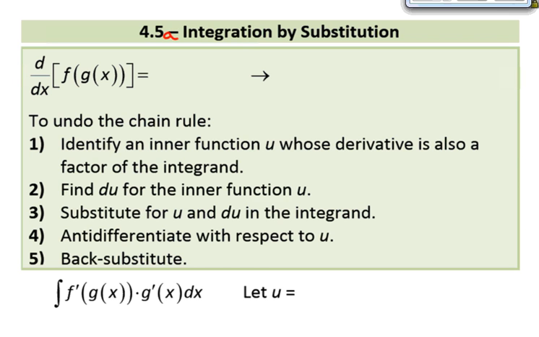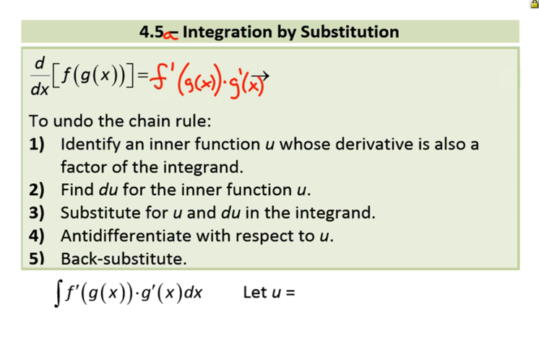This video will cover the first section of 4.5, 4.5a, which is integration by substitution. So if we want to integrate something that is a composition of functions, when we took a derivative of a composition, we used the chain rule. For instance, if I take the derivative of f of g of x, then that's f prime of g of x times g prime of x, okay?